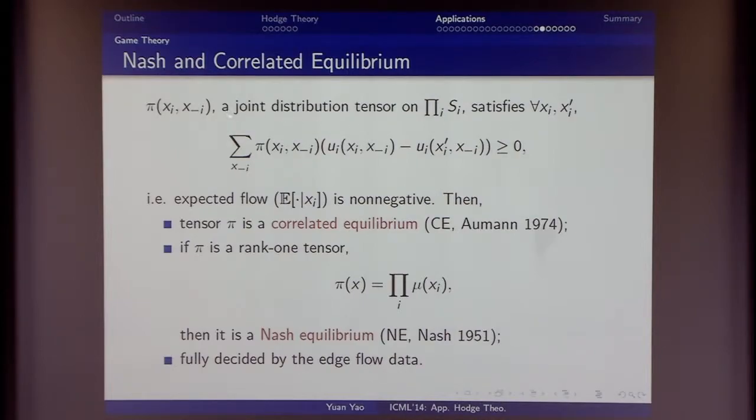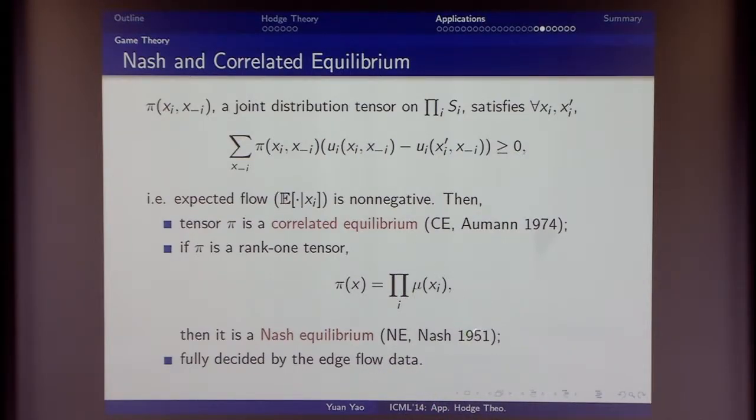And suppose you have a joint distribution on the strategy profile space, which is basically a tensor, a high order tensor depending on how many players you have. And if it satisfies this kind of linear inequality, then this tensor must be an equilibrium. And in the literature, Aumann called this one a correlated equilibrium. And if you take a rank 1 tensor, meaning every player independently chooses their strategy, satisfying the same set of linear inequalities, then that's called a Nash equilibrium.